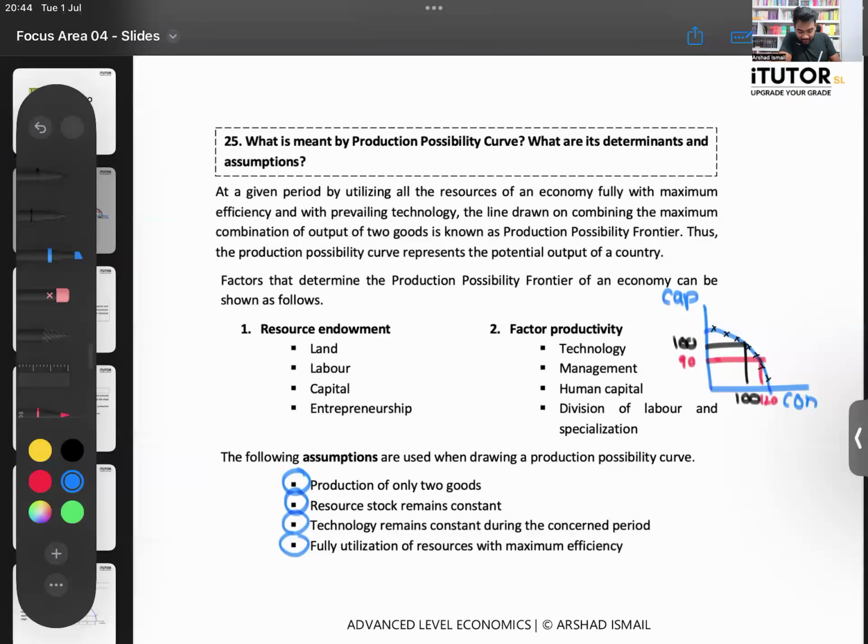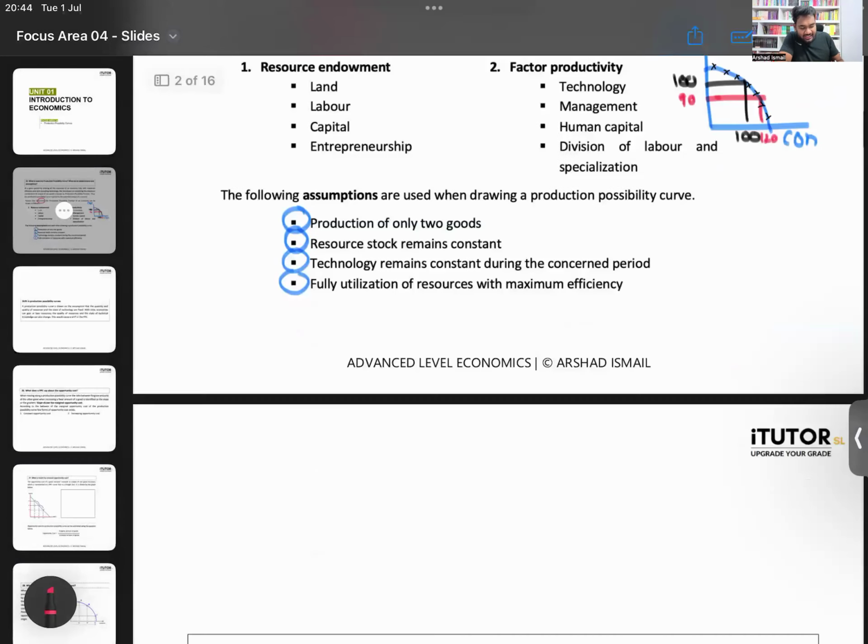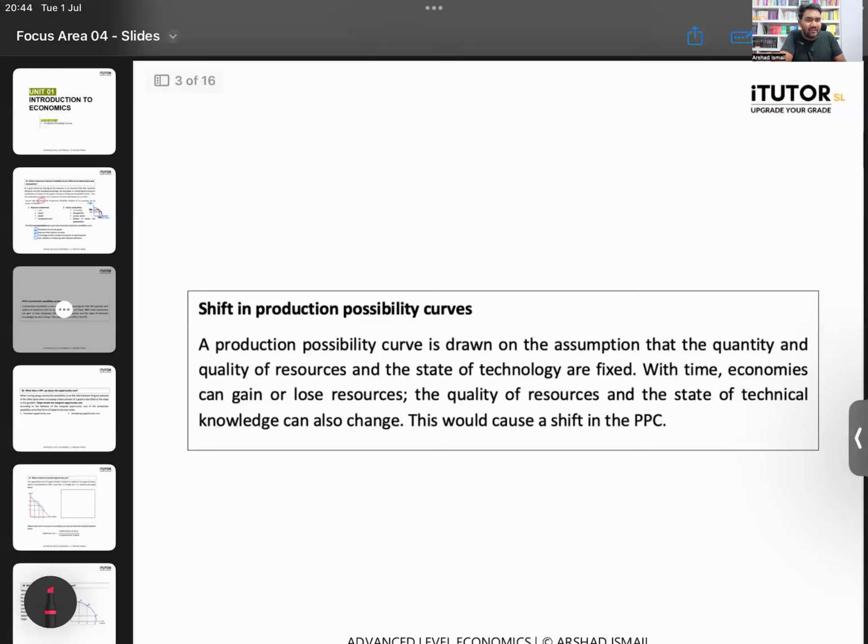So then coming into the most important part is the determinants of a PPC. Now, if I ask you, if you take the PPCs of, let's say 2 countries, let's say I would have taken in my theory class, let's say Sri Lanka and Japan.